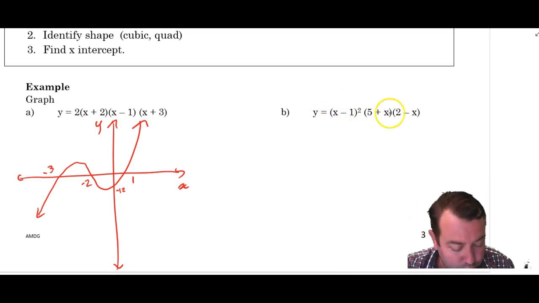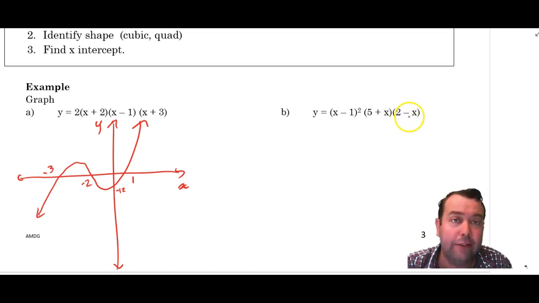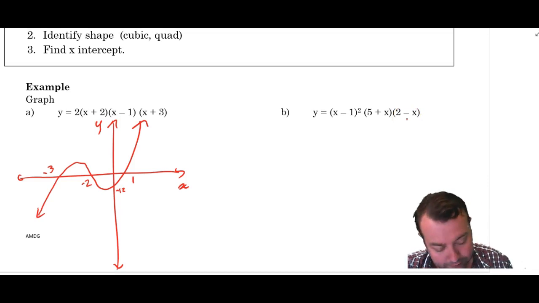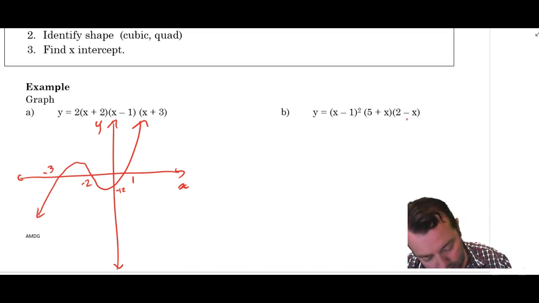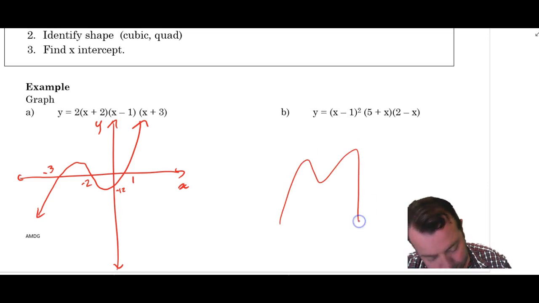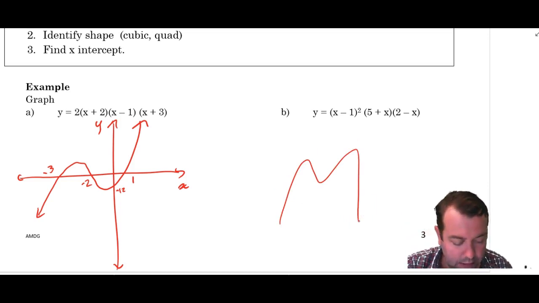So 2, 3, 4. So this is a polynomial of degree 4, and the coefficient is going to be negative because of the negative x here. So it's 4th order with a negative, and that means that it's going to look roughly like this. Yeah, roughly like that.